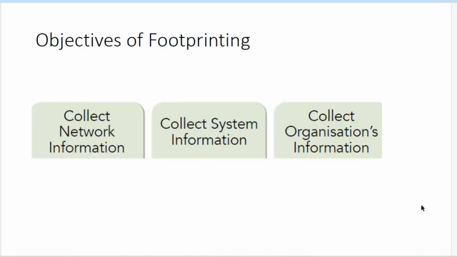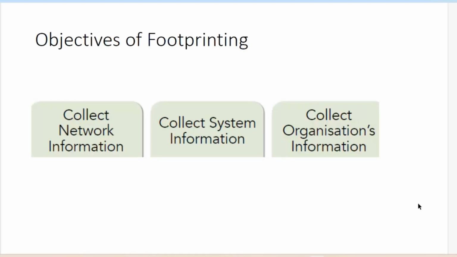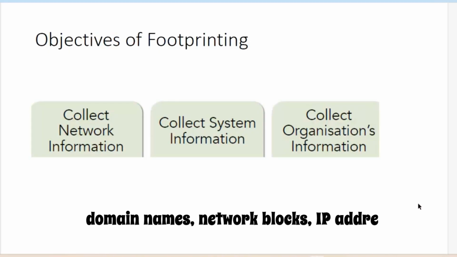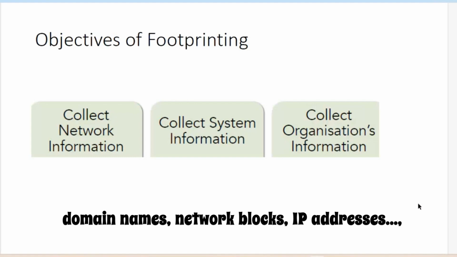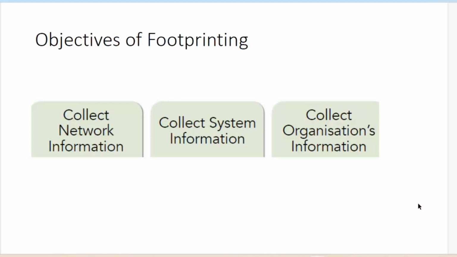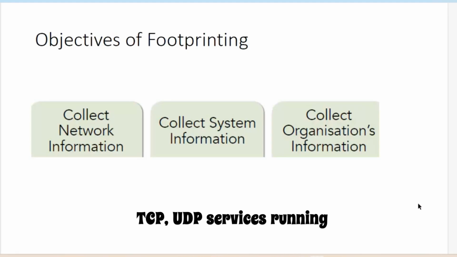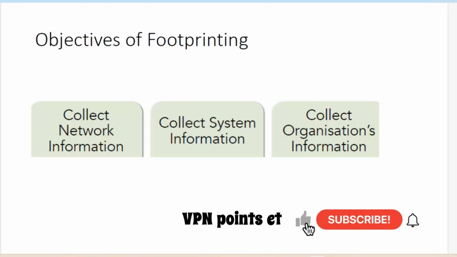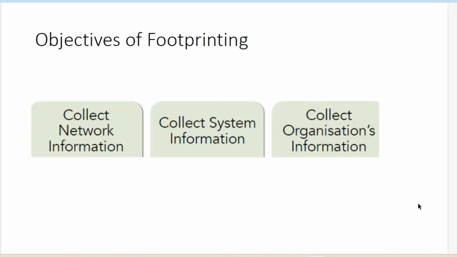Let's move on to objectives of footprinting. Collect network information. So you can get information such as domain name, internal domain names, network blocks, IP addresses of the reachable systems of your target network, TCP, UDP services running, VPN points, and many others.